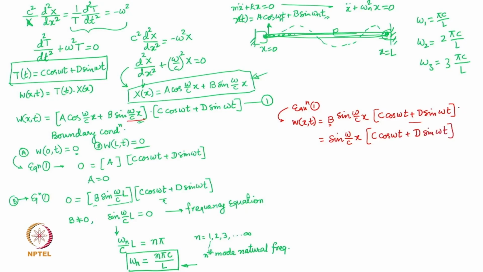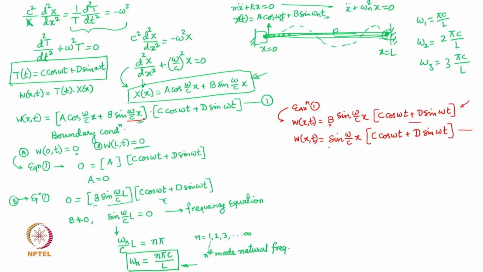So basically the constant B is accommodated in these two constants C and D. So C and D are basically new constants. W(x, t) is the general solution that I have, wherein the constants a and b are already found.